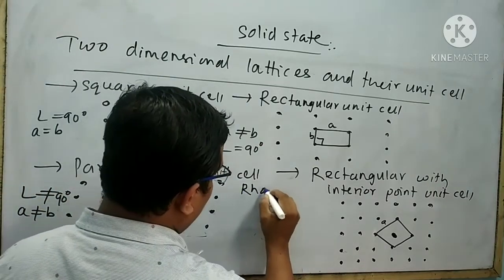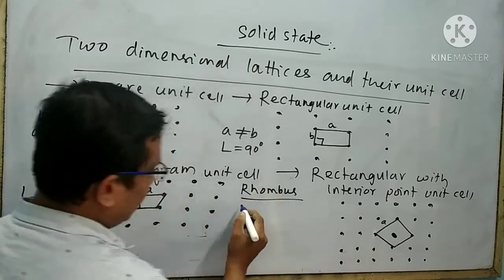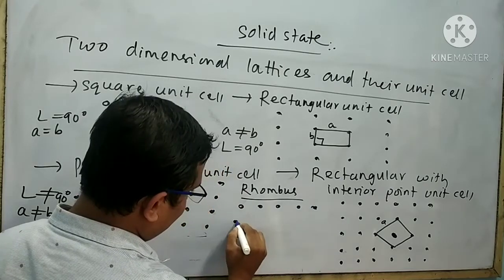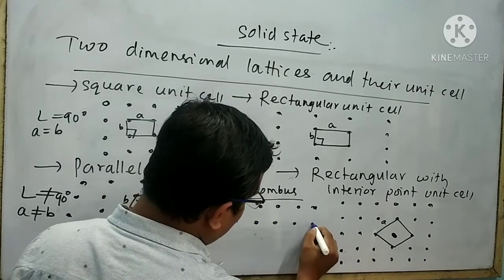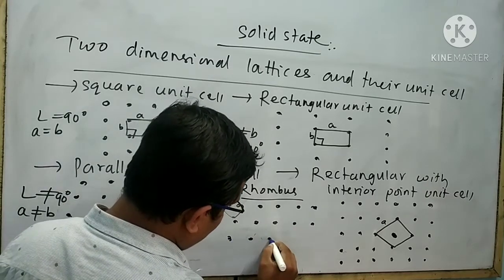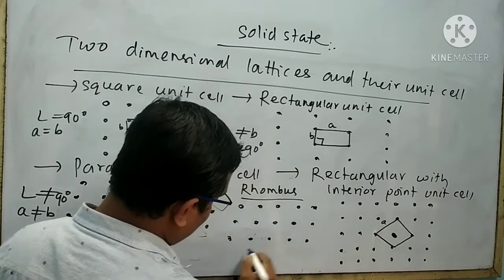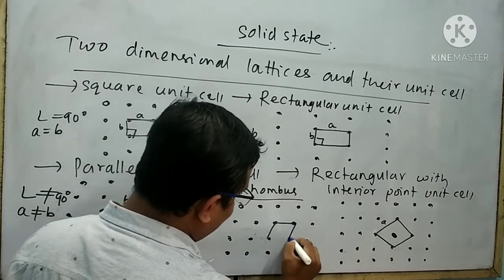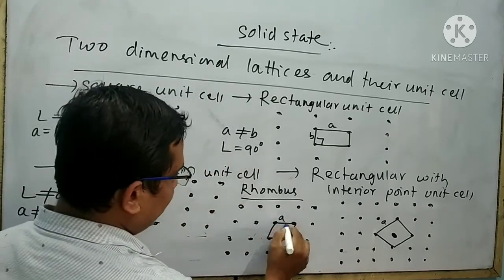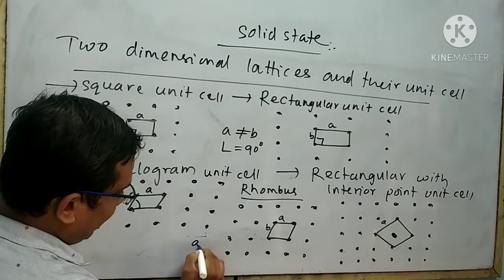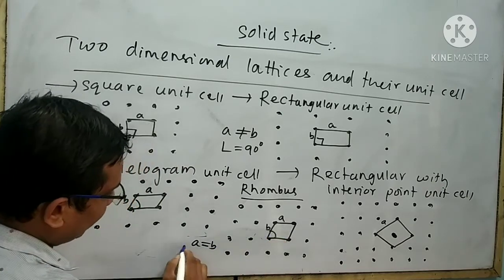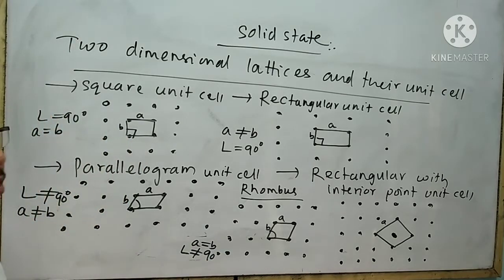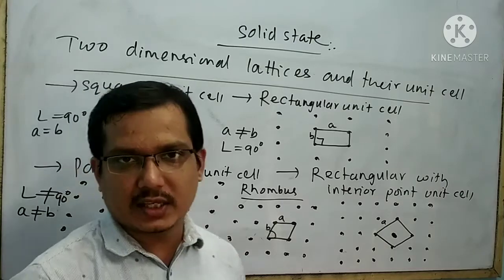Next is your rhombus. If the constituent particles are present like this, look at that, here the unit cell looks like a rhombus. This is your A, this is your B, then we can write A equal to B, this is the angle. L not equal to 90 degrees. These are the different types of two-dimensional unit cell.